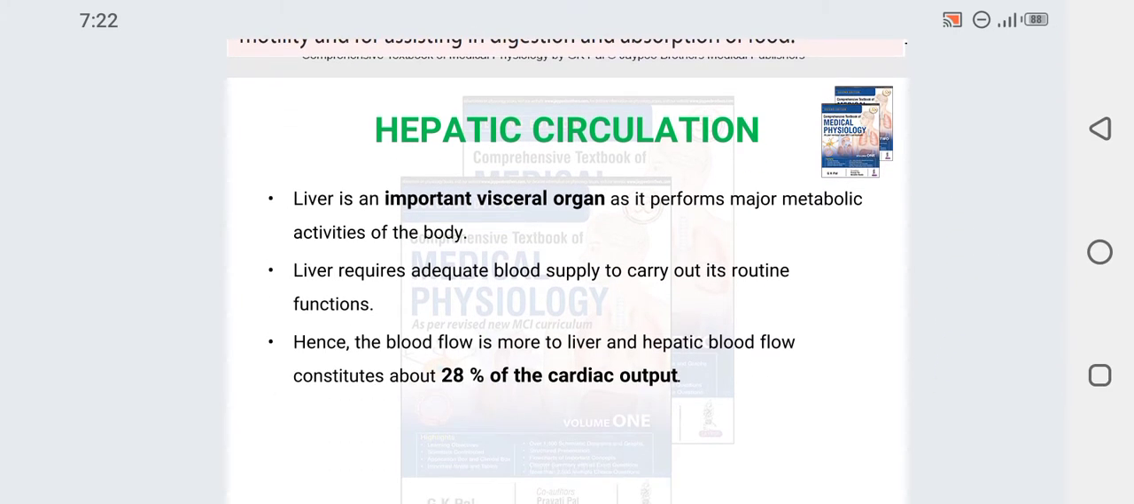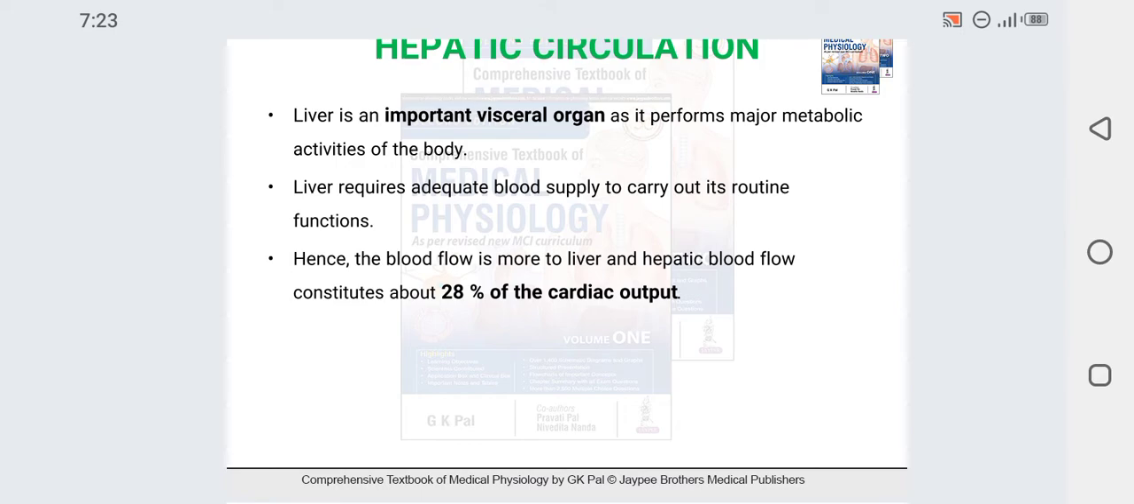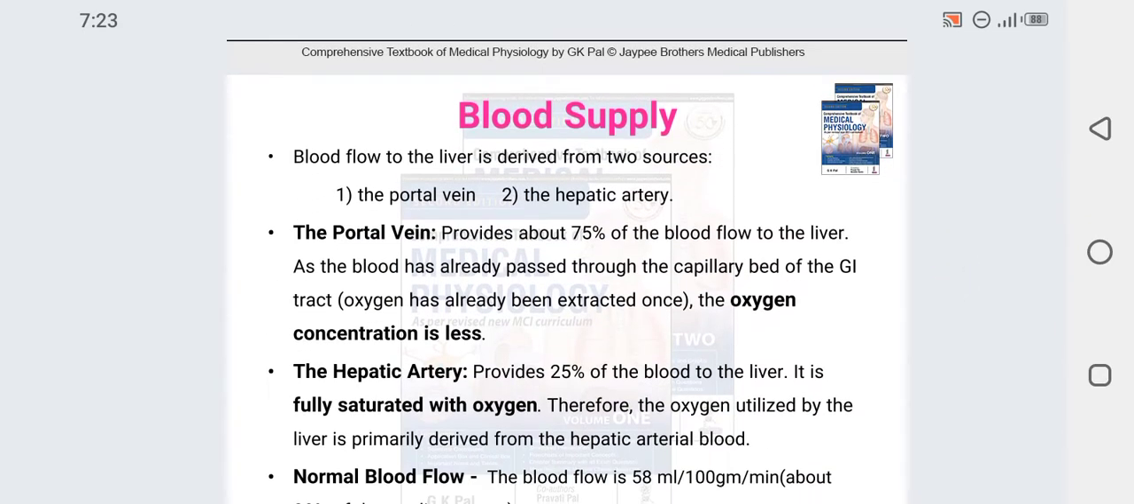Second comes the hepatic circulation. As we all know, the liver is an important visceral organ as it performs the major metabolic activity of the body. The liver requires adequate blood supply to carry out its routine function. Hence, the blood flow to the liver is high, and hepatic blood flow constitutes about 28% of the total cardiac output. Blood supply is from two sources, first the portal vein and second the hepatic artery.